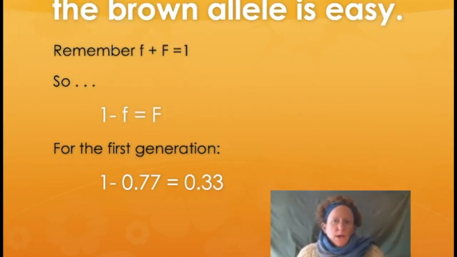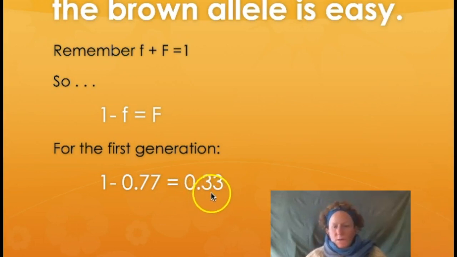Now that we know the frequency of little f, all we have to do is take 1 minus little f equals big F, because we've only got two options and they have to add up to 1. So for the first generation, 1 minus 0.77 equals 0.33 for big F. So 0.33 of the population, the proportion, or 33% of the population, is big F.